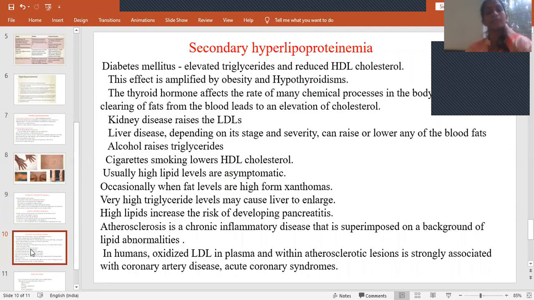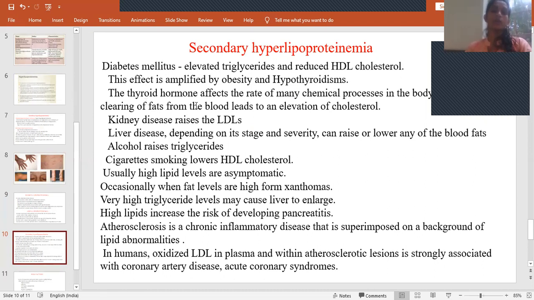And then secondary hyperlipoproteinemia, which is caused by secondary reasons. In case of diabetes mellitus, there will be elevated triglycerides and reduced HDL cholesterol. Patients who have diabetes will have elevated triglycerides and reduced HDL cholesterol. This condition will be amplified, that means made worse, when the patient has obesity and hypothyroidism along with diabetes mellitus. So that we call a secondary condition.